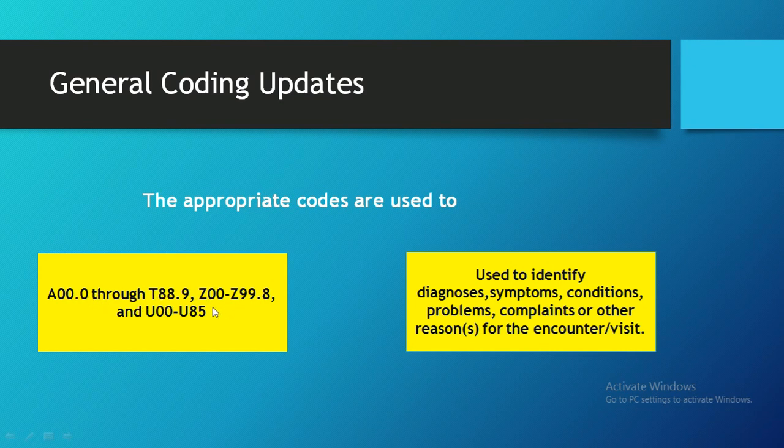And also, what are the other codes? We'll use Z codes. So this is the range. And U codes also we are using, U00 to U85. So why are these codes used? These codes are used to identify the diagnosis, symptom, condition, problem, or any complaint of a patient who is visiting the hospital with a condition or a diagnosis. So in order to identify the disease or symptom, we will use these codes.